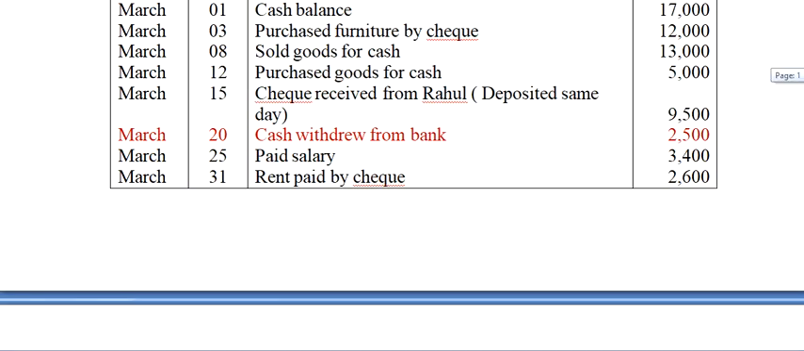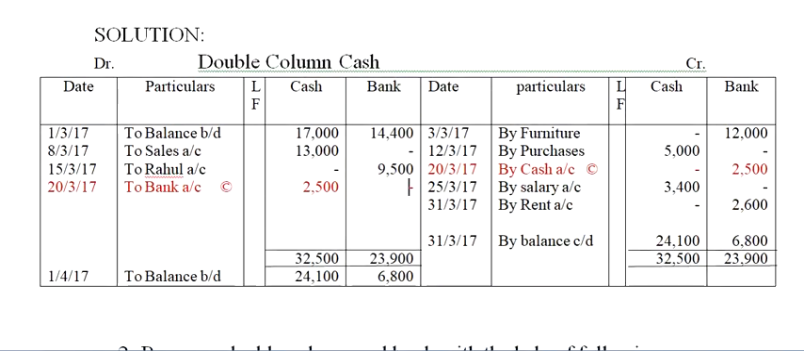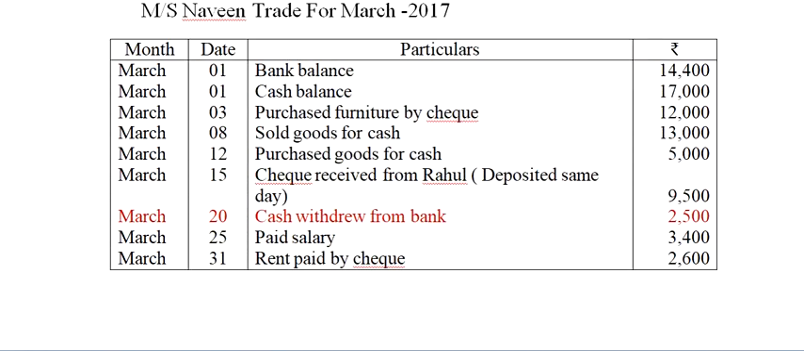Moving on to the next point, that is March 25th, paid salary rupees 3,400 is given. Paid salary means what happens here? Our cash balance reduces. So we have considered 25/3/2017, by salary account 3,400. So our cash balance reduces here.